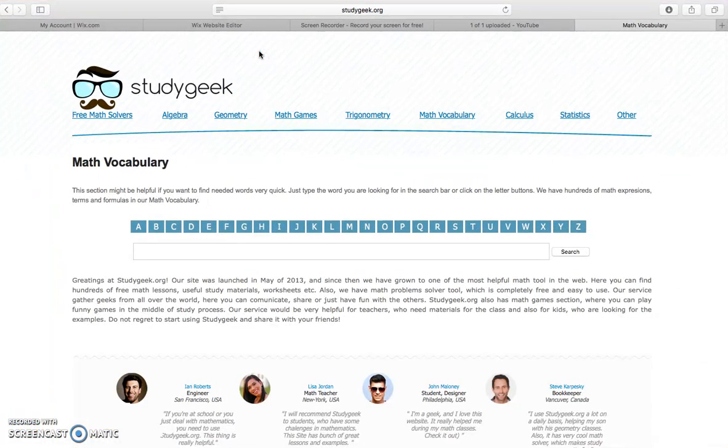So this tool is a great tool to have on hand when you are teaching your students different math vocabulary. This website is called Study Geek, and this is a great learning tool that has an alphabetical glossary of thousands of math vocabulary words.